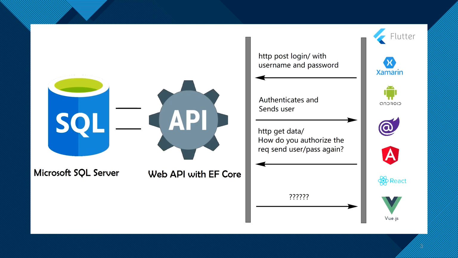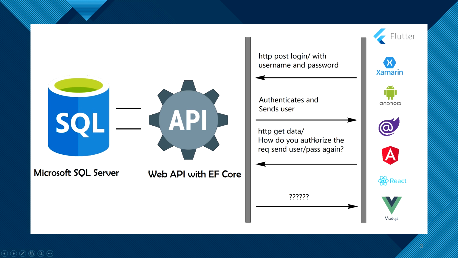Let's try to understand the problem statement here. This is our architecture, first of all. We created an ASP.NET Web API, installed EF Core in our Web API, and then we are talking to our database. We have some clients who are trying to log into the system. So they're passing a username and password, and our ASP.NET authenticates the user and sends the user back.